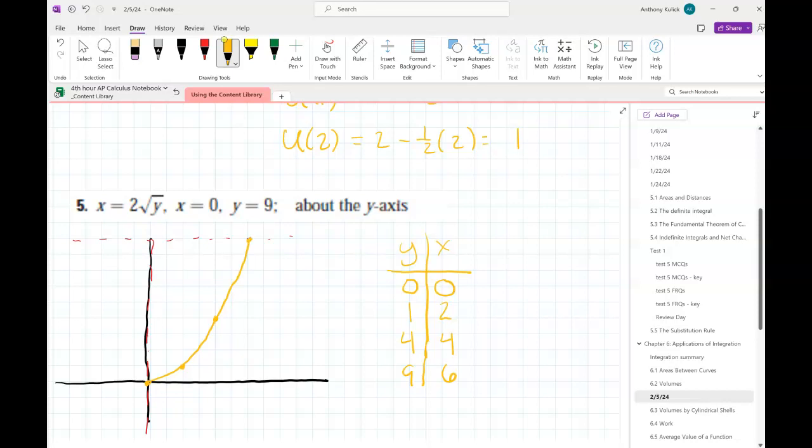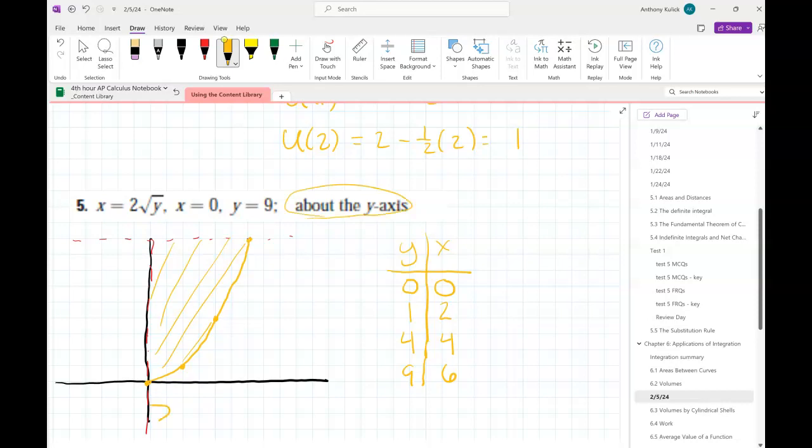Everybody feel good about the graph that we've drawn? I like it. Not too bad, right? Where should the shaded part be? The upper part. Yeah, good. Because we know that x equals 0 and y equals 9 are part of the boundaries for the figure, so those have to be edges. So there's my shape. Now, which way are we rotating?